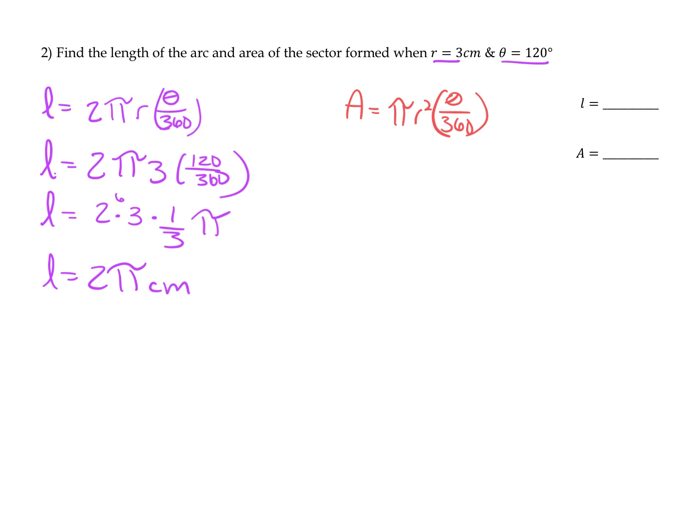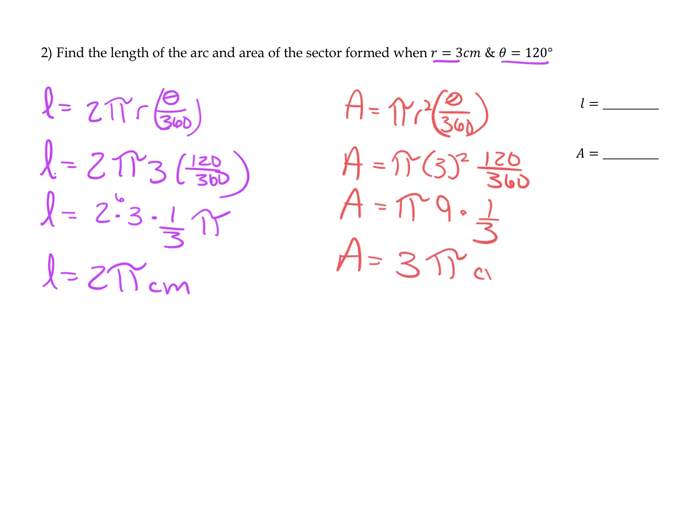Okay, so for area is pi with the radius of 3 squared, times 120 over 360. So this becomes pi times 9 times 1/3. So now 3 goes in, 9 divided by 3 is 3. So this is 3 pi centimeters squared.